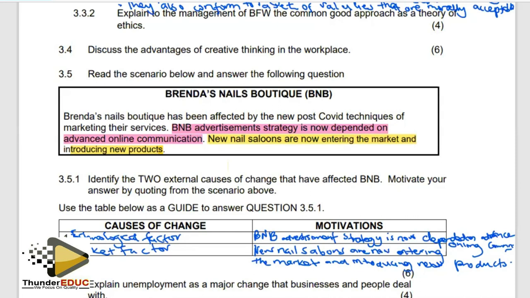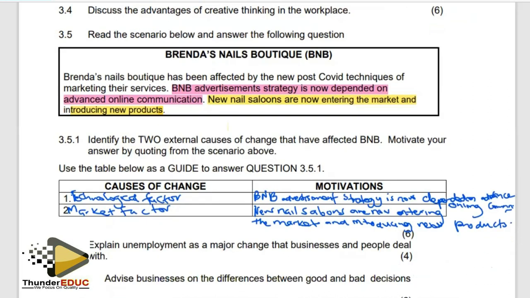Okay. I think you are seeing the scenario. The scenario talks about Brenda's Nails Boutique. Brenda's Nails Boutique has been affected by new post-COVID techniques of marketing their services, and B&B's advertisement strategy is now depending on advanced online communication. New nail salons are now entering the market and introducing new products. We are supposed to identify two external causes of change that have affected B&B, and motivate our answers by quoting from the scenario.